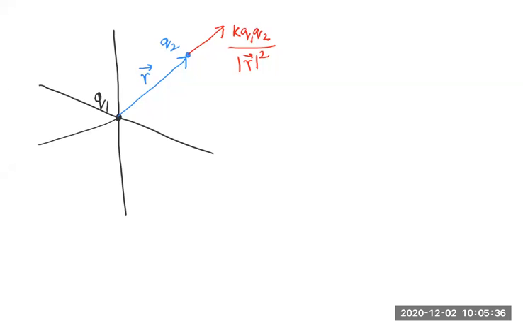The blue arrow, remember, is the arrow which is joining the two charges. If the direction of the red arrow is the same as the blue arrow, then the blue arrow has a direction of r cap. Therefore, the red arrow must also have a direction of r cap. Right? So this is equal to constant divided by mod of r square into r cap.